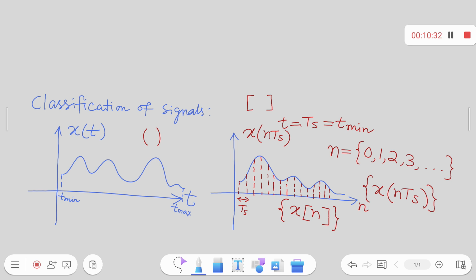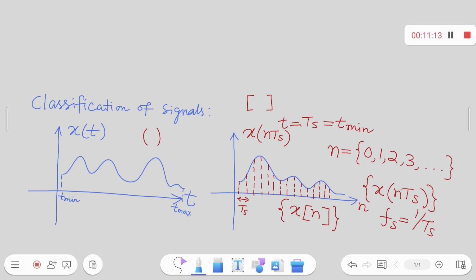Now, if the duration is fixed, suppose t min to t max, that is fixed. Suppose this Ts is 5 milliseconds or 10 milliseconds, and if you reduce this Ts, then you have more number of samples. And if you increase this Ts, you have less number of samples. This duration Ts is known as the sampling duration or sampling period, and the reciprocal of this sampling duration is known as the sampling frequency, Fs. So sampling frequency Fs is 1 upon Ts. That means if you have higher Ts, that signifies lower Fs, and vice versa.